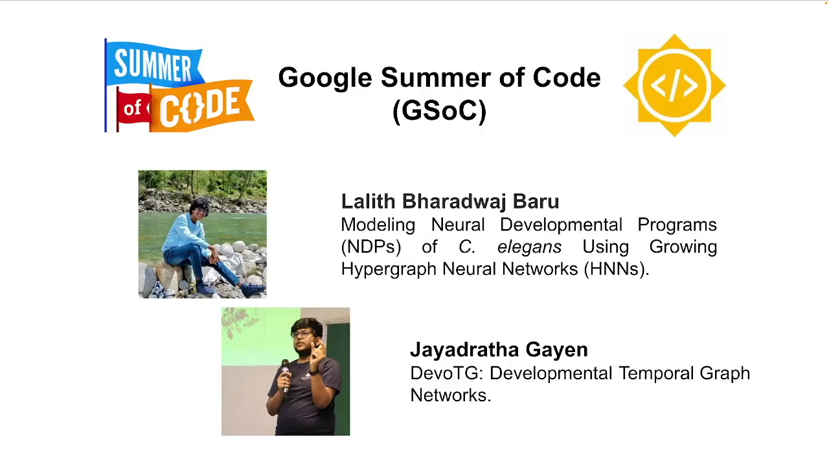Jayadratha Gayan is the other scholar for this year. His project was DevoTG, and that's Developmental Temporal Graph Networks. So he was interested in building graphs from a secondary data set that sort of compounded over time, and we'll see examples of that later.